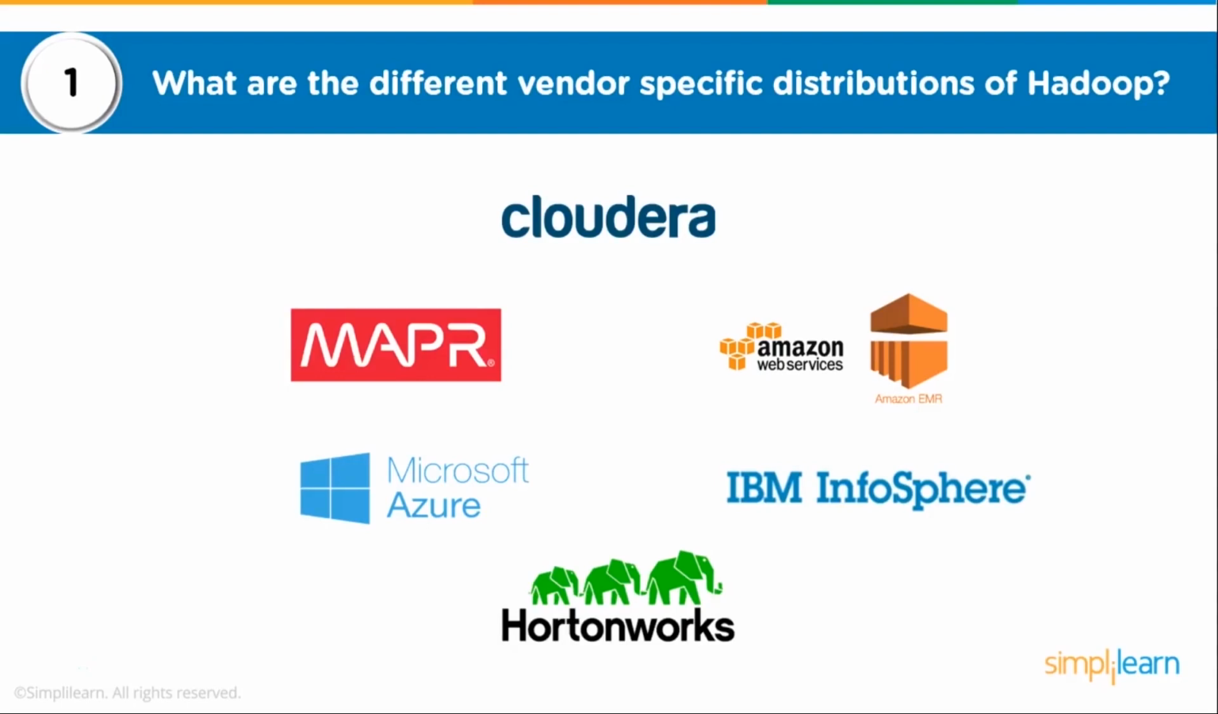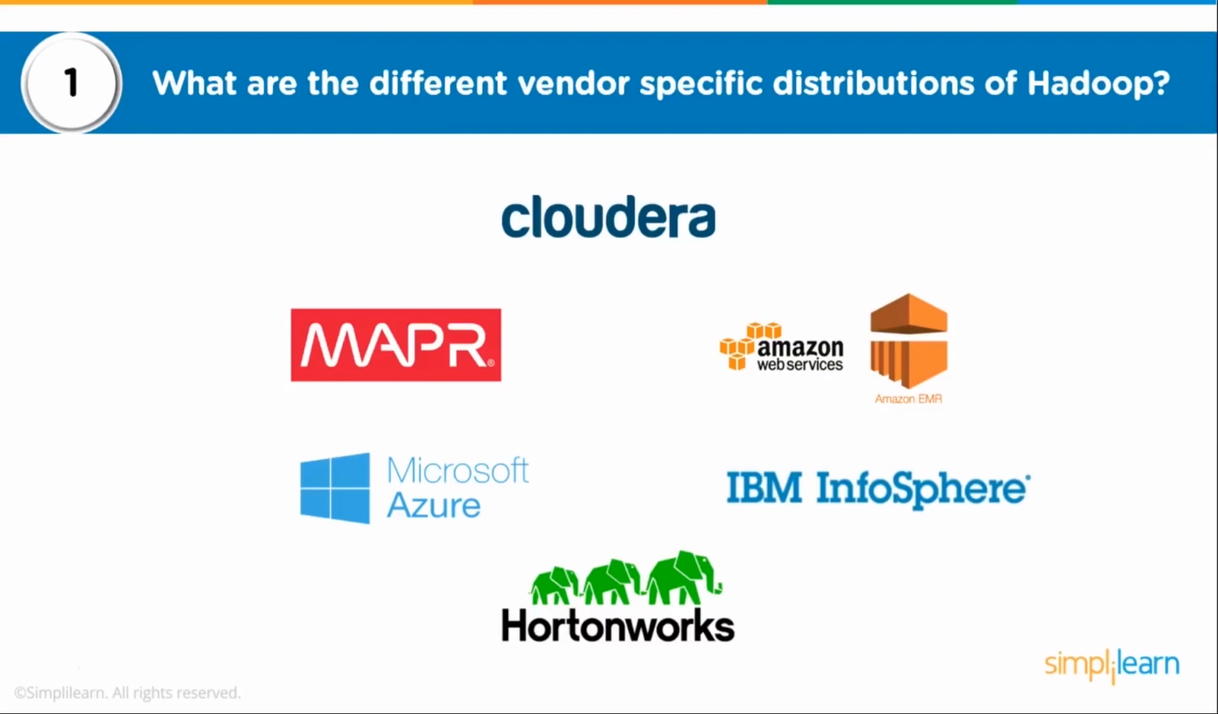We have Cloudera, which is the dominant one in the market. We have Hortonworks, and now you might be aware that Cloudera and Hortonworks have merged, so it has become a bigger entity. You have MapR, you have Microsoft Azure, IBM's InfoSphere, and Amazon Web Services. So these are some popularly known vendor specific distributions.